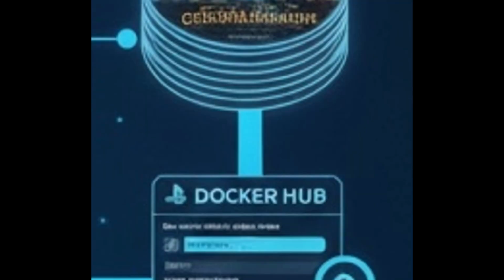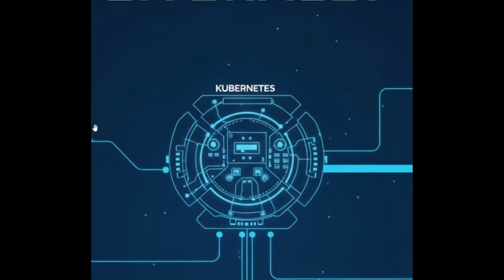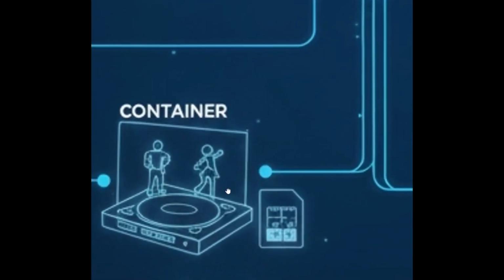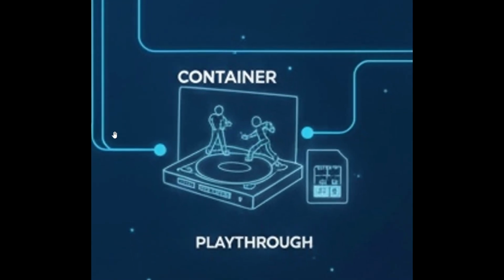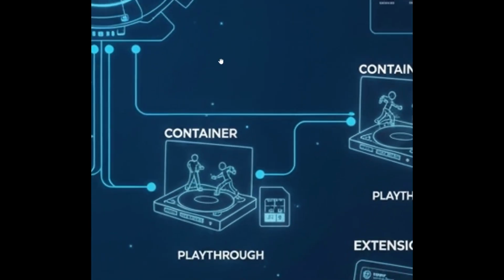Gaming example: the Champions of Norath disk is the image. You can take this disk and use it to start countless new playthroughs, containers, on many different PS2s. It's the unchanging source material for the game. Next to images, we have Docker Hub and Docker Scout.